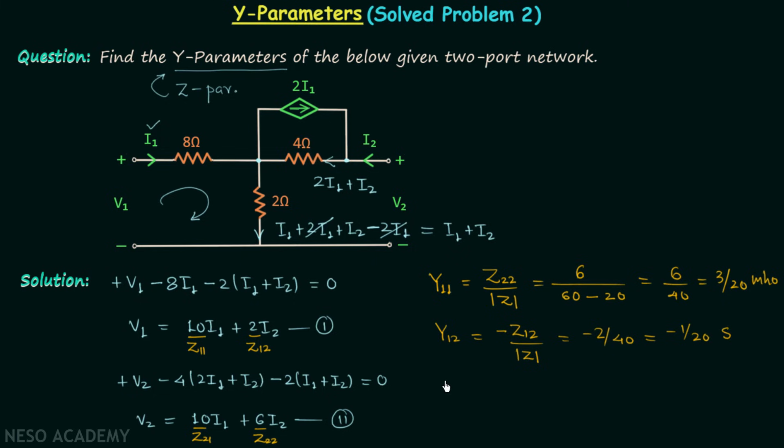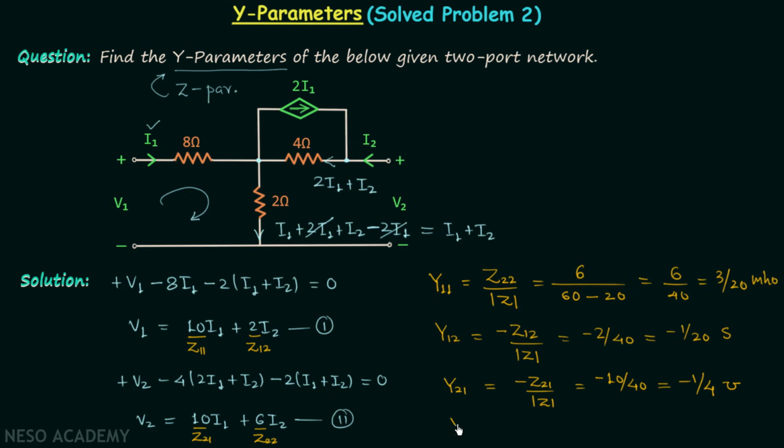Now let's find out the next y parameter, which is y21. And it is equal to minus Z21 divided by the determinant. Z21 in our case is 10. So we have minus 10 divided by 40. And from here we will have minus 1 divided by 4. And the unit will be mho or Siemens, or you can draw inverted omega.